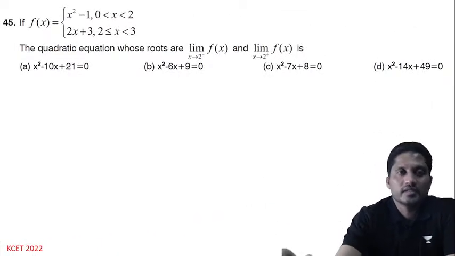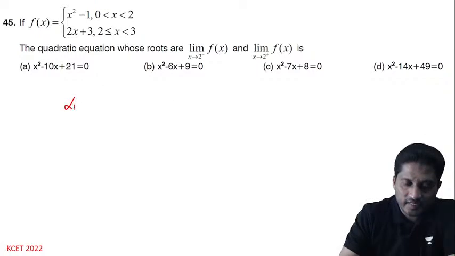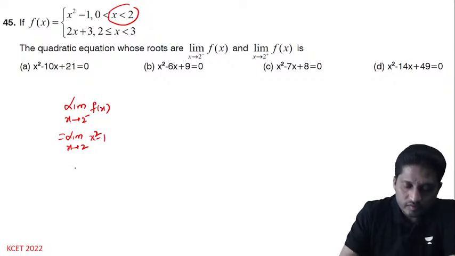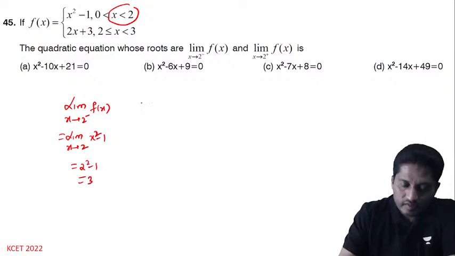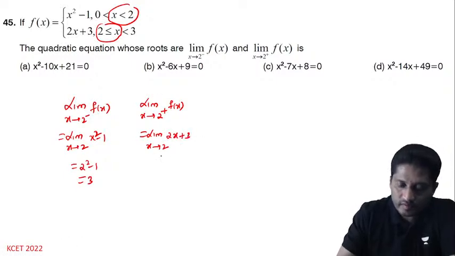The quadratic equation whose roots are limit x tending to minus 2 of fx, that is left hand limit of the function, limit x tending to 2 of less than 2 is left hand limit now at 2, so it will be x square minus 1, 2 square minus 1, which is equal to plus 3. This is one root. Alright, another root is limit x tending to 2 plus fx, this is equal to limit x tending to 2. Alright, more than 2 will be equal to 2x plus 3, which is equal to 7.